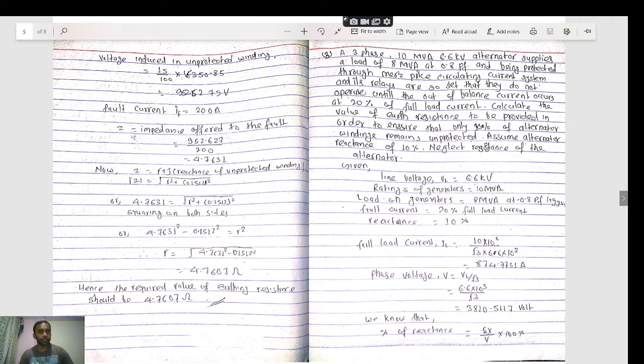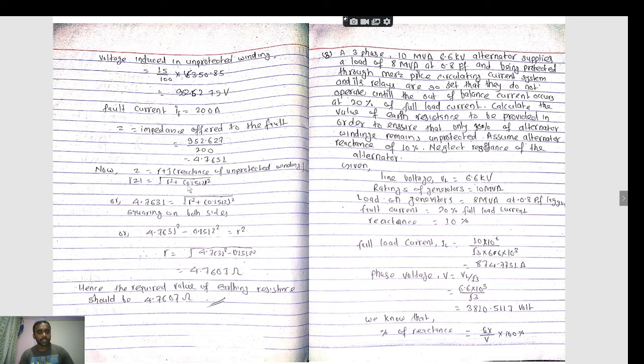Now Z, the impedance offered to the fault, equals the voltage induced in the unprotected winding divided by the fault current. So the impedance offered to the fault equals 4.7631. Now Z equals R plus jX, where X is the reactance of the unprotected winding. So the magnitude of Z equals the root under the resistance of earthing squared plus the reactance of the unprotected winding squared.